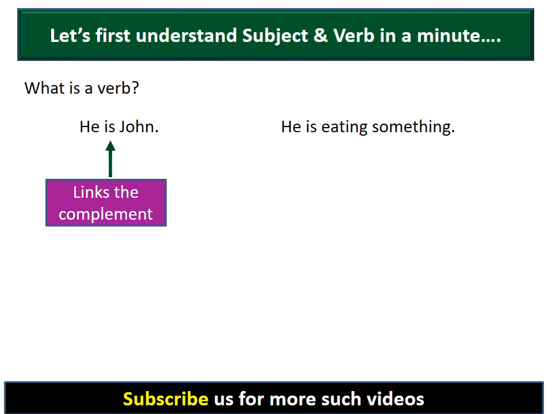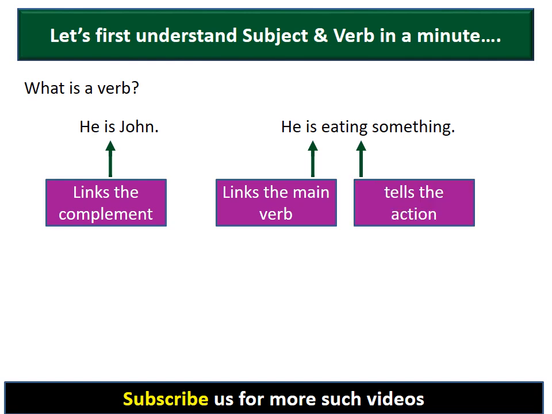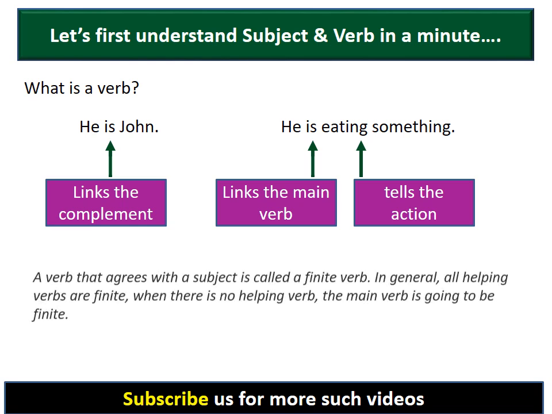And in the second sentence, if you see, he is eating something. Here, the auxiliary is linking the main verb, eating, with the subject he. So this is the work that the verb is doing here. And the second verb, eating, is telling the action. So the words which denote the action directly, they are called main verbs. So these are the works, the functions which are done by verbs.